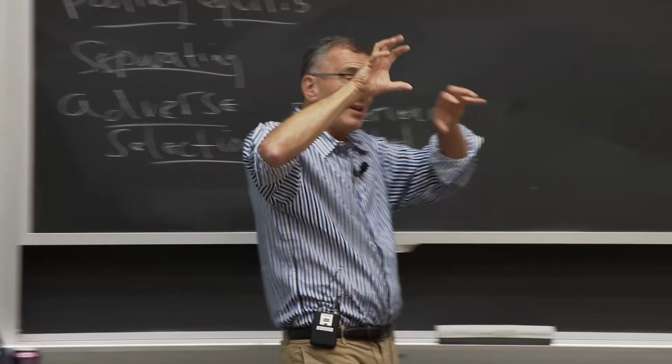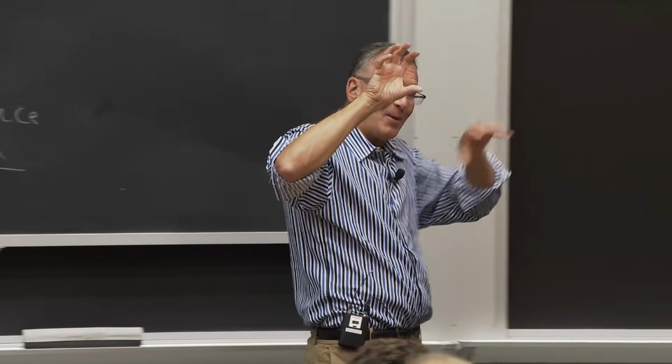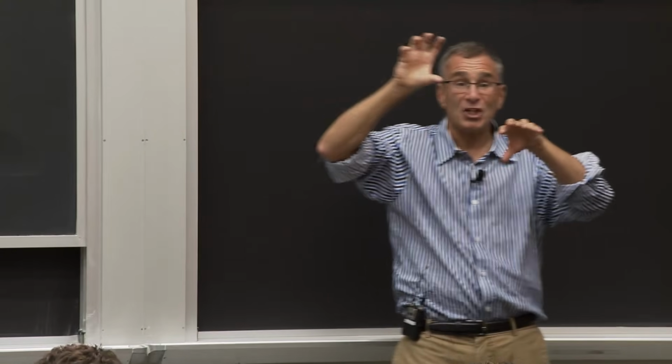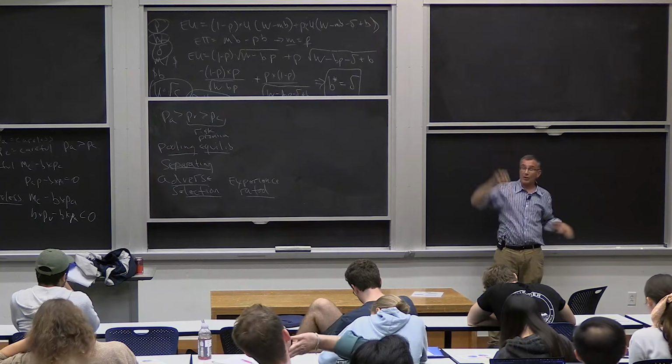Basically, healthy people want to be with healthy people because the premiums are low. Sick people don't want to be with healthy people because they don't want cheap insurance. And the thing drifts further and further apart till it collapses.